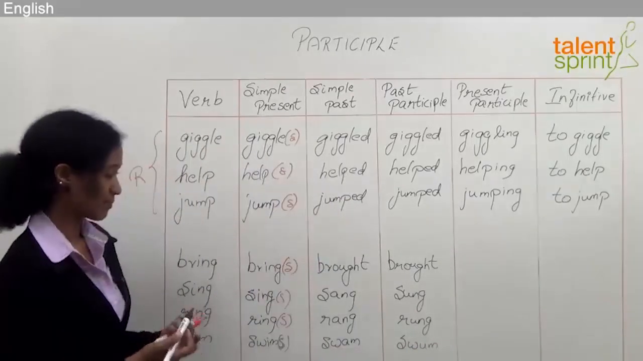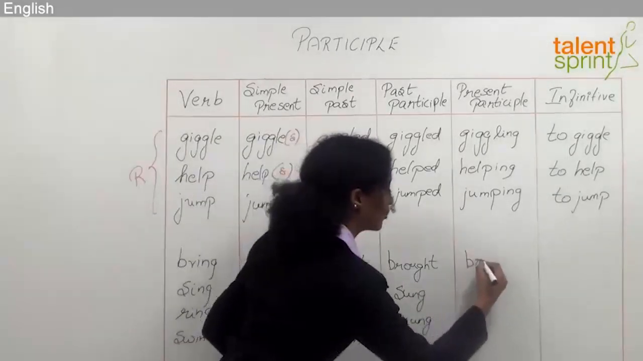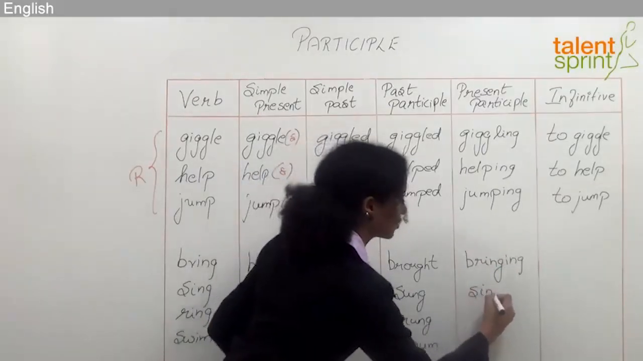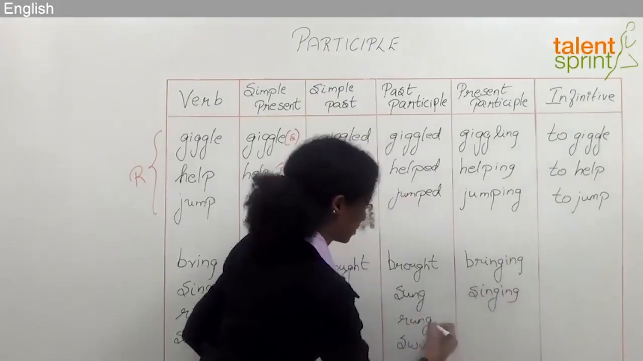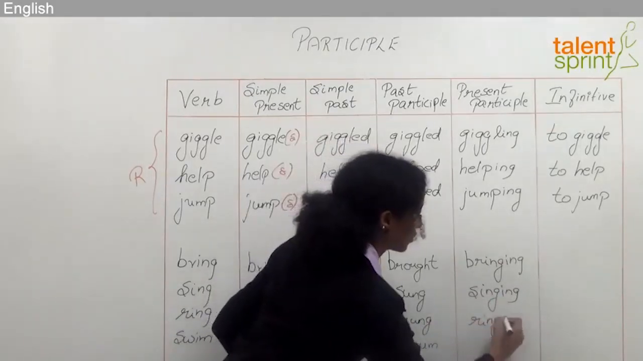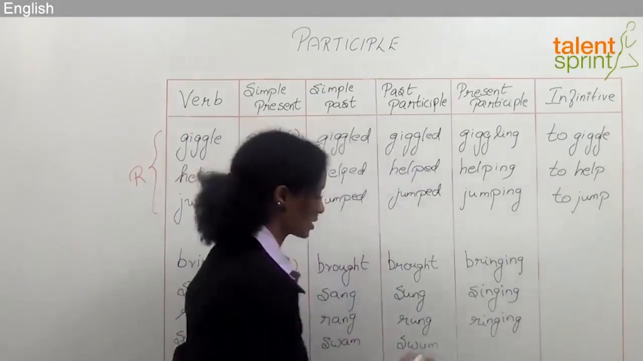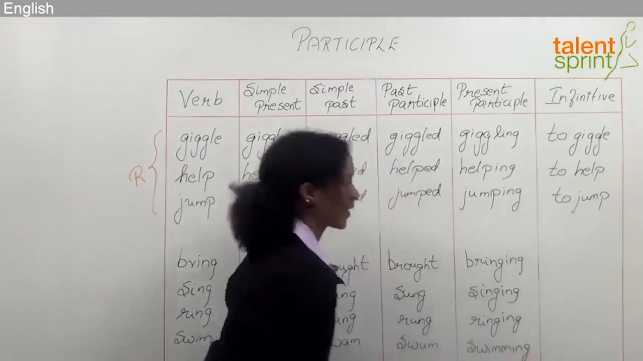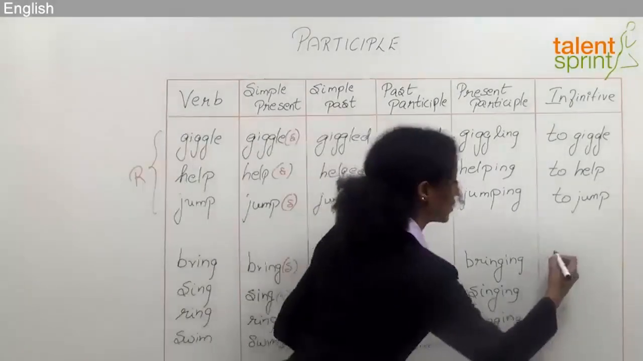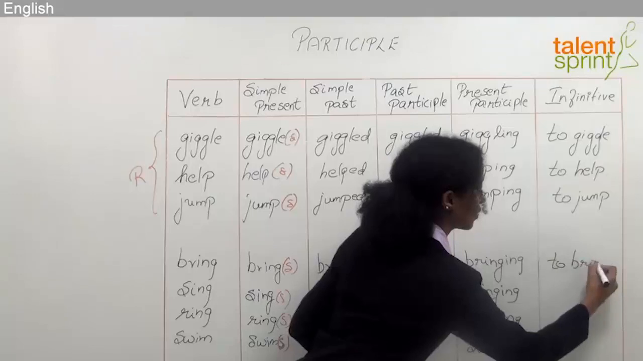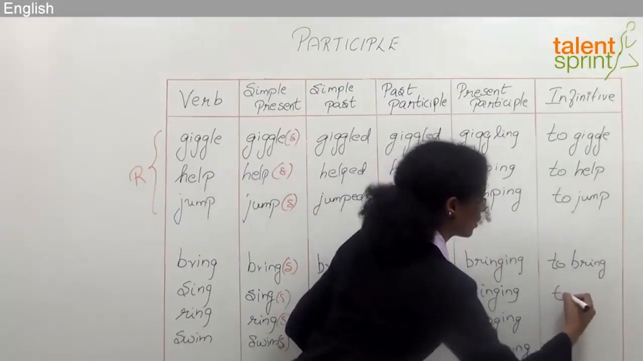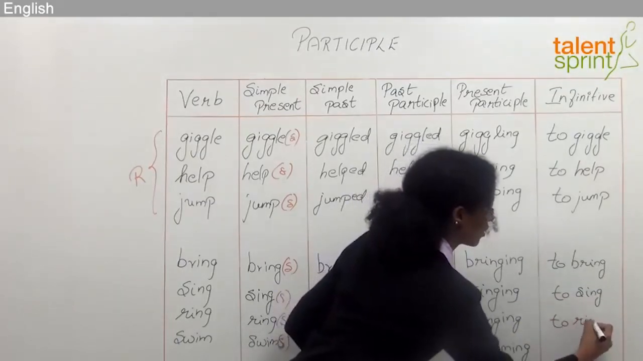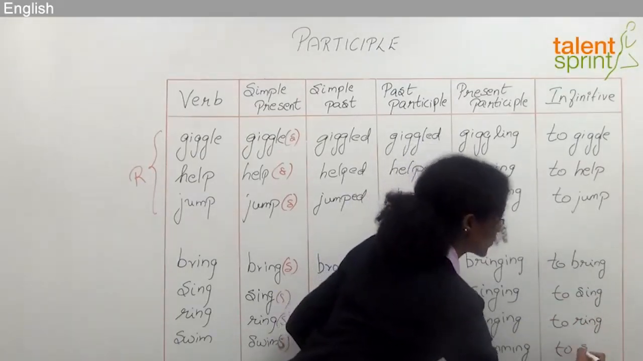Okay? And the present participle would be bringing, singing, ringing, and swimming. And what is the infinitive? To plus verb. So to bring, to sing, to ring, and to swim.